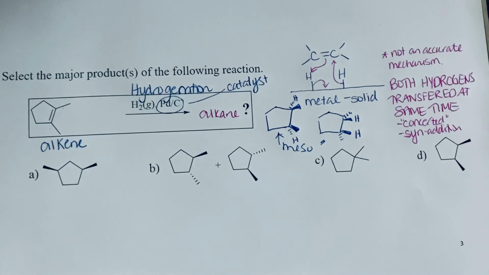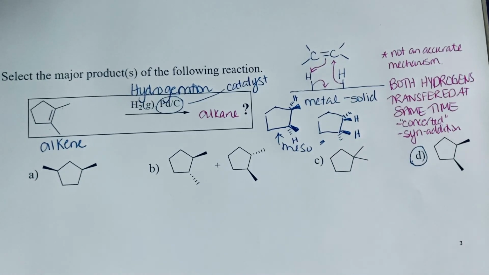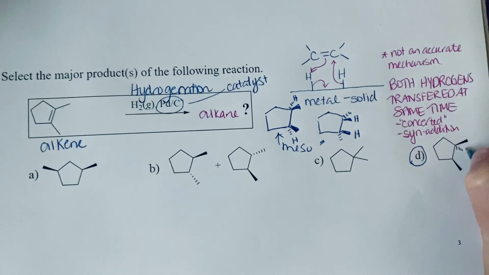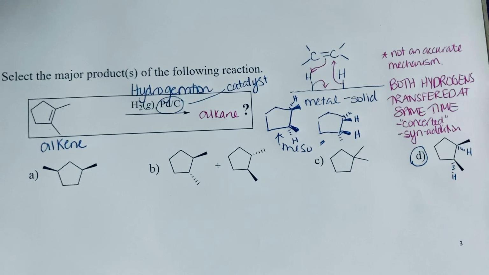And so if we look at our options, we should recognize that this is D, representing that meso compound. And again, I'll draw in the hydrogens. So you can see that the hydrogens are on the same side of the alkene, which has pushed those methyl groups to also be on the same side.